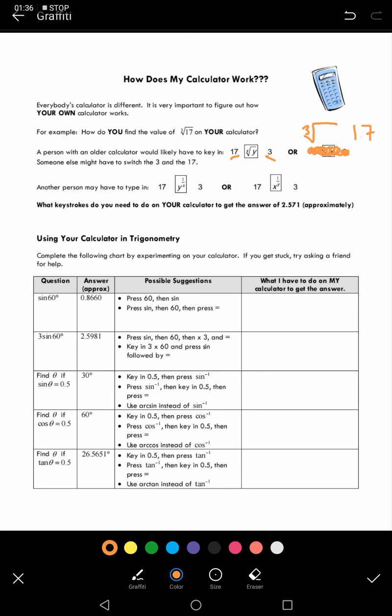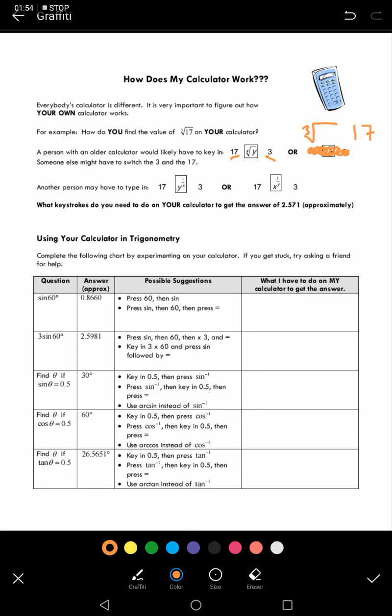Okay, some of the other calculators, you might just have a cubed root button on there. So again, you might have to click second or shift to find it, but you would just type in that cubed root button and type in 17 and click equals, and that should give you your answer.